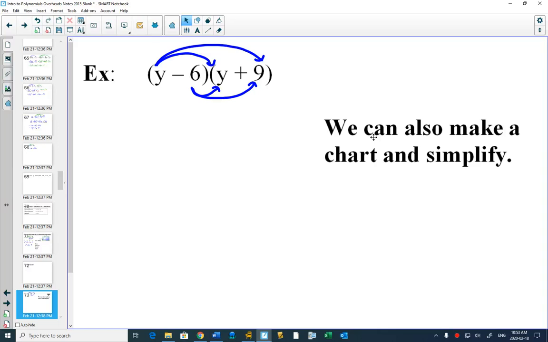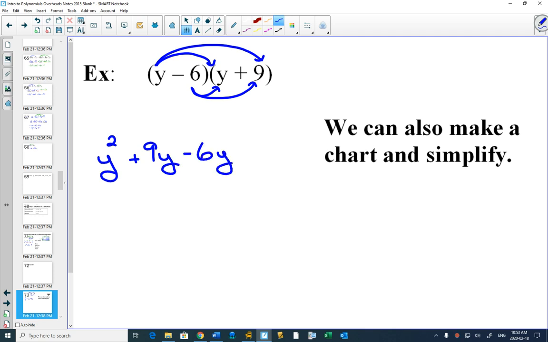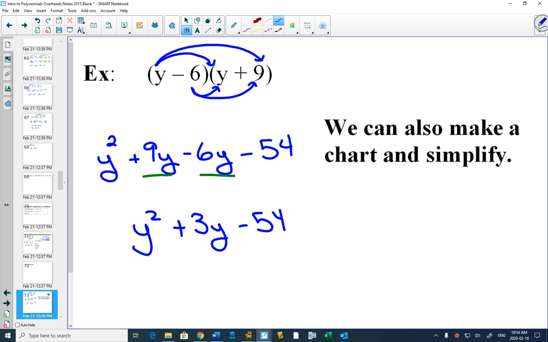Okay, check here. You do y times y, you'll get y squared. Outside ones, y times 9, 9y. Negative 6 times y, negative 6y. Negative 6 times 9, negative 54. We have like terms here and here, so we simplify. No like terms with y squared. 9y minus 6y would be plus 3y minus 54.